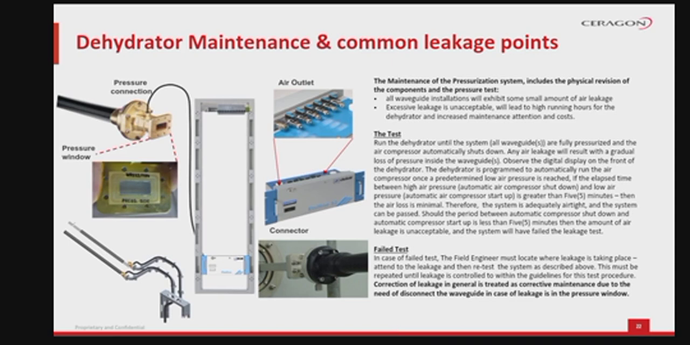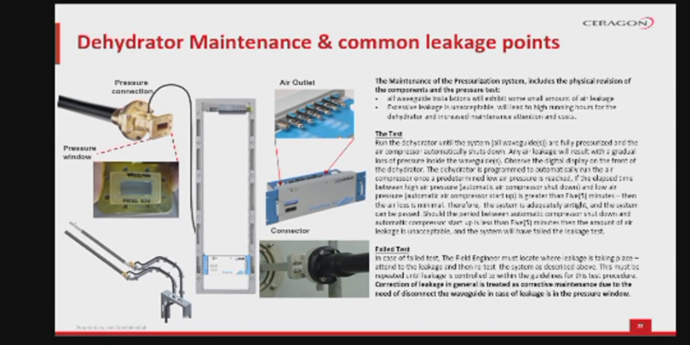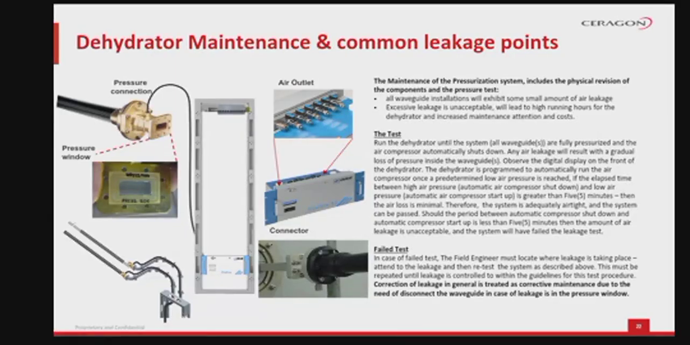The system is considered to work properly when there is more than 5 minutes between high air pressure, when the compressor shuts down, and low air pressure, when the compressor starts back up. If the compressor starts up again in less than 5 minutes, then the air leakage is considered unacceptable, and the system will have failed the leakage test.